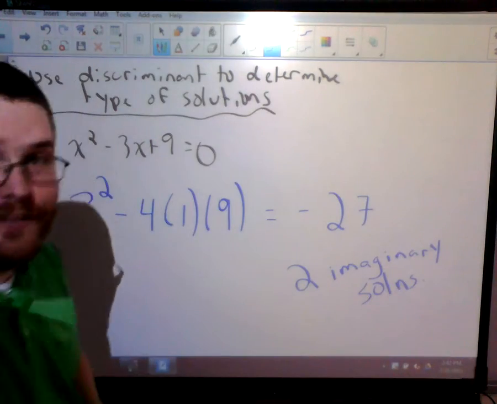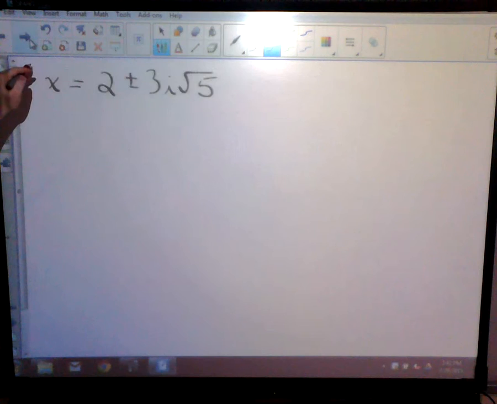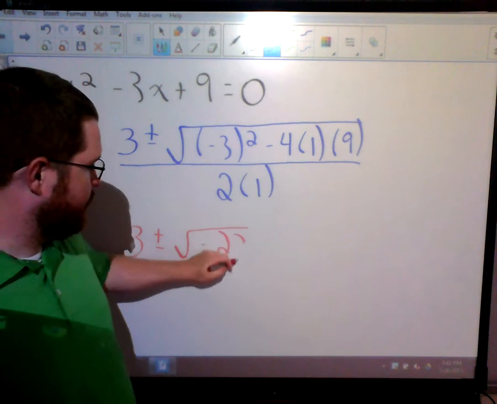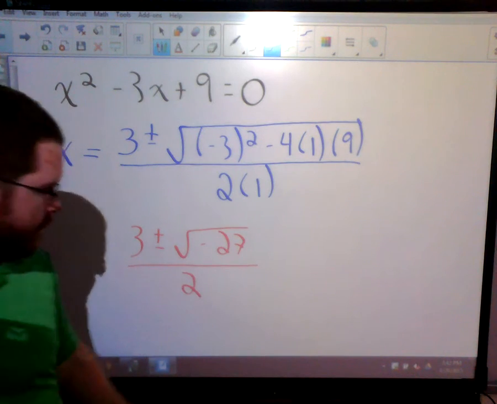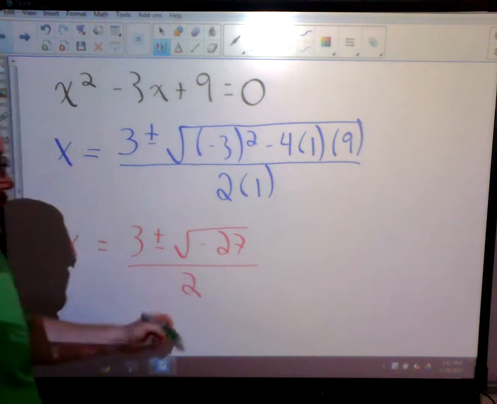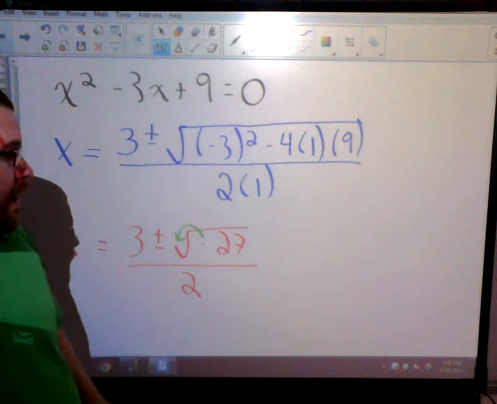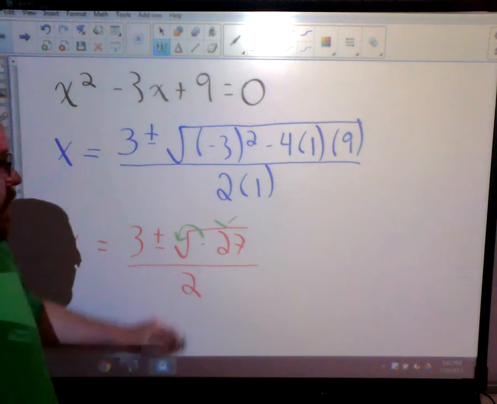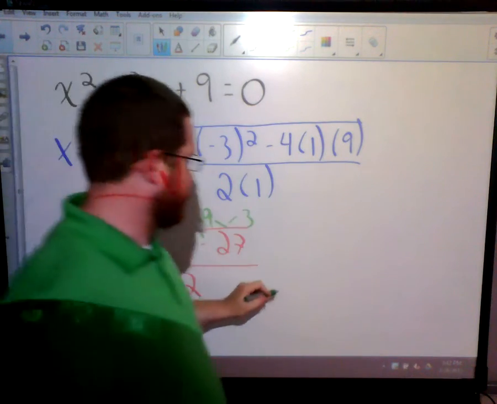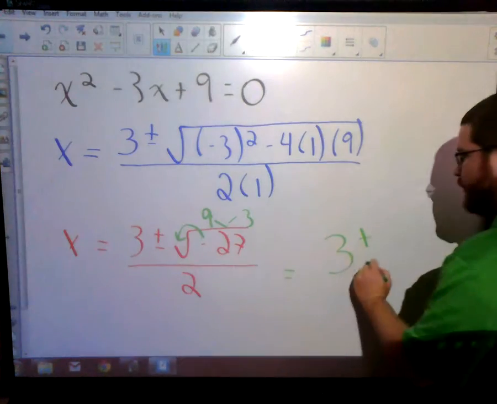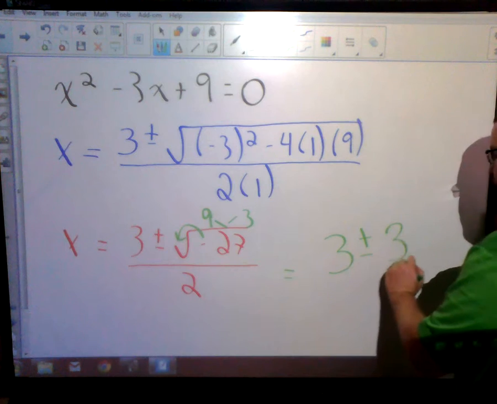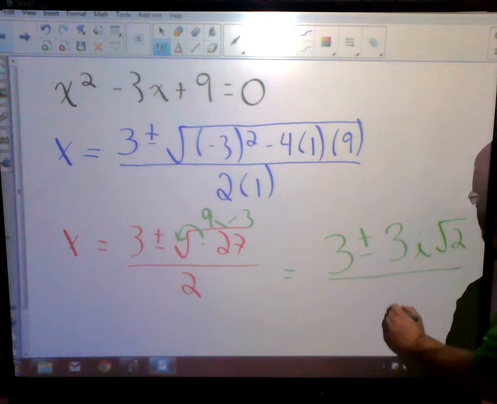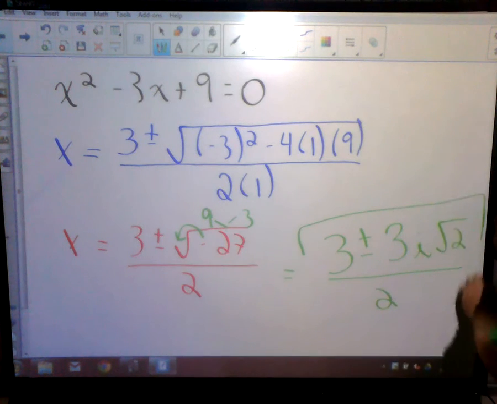Sorry, hopefully you haven't given up on the notes yet. So negative 27 over 2. Let's reduce this. I know that the negative is going to come out, but I need two numbers that multiply to 27, and one's a perfect square. 9 and 3. So this is 3 plus or minus the 9 comes out as a 3i square root of 3, all over 2. And those are your two answers.